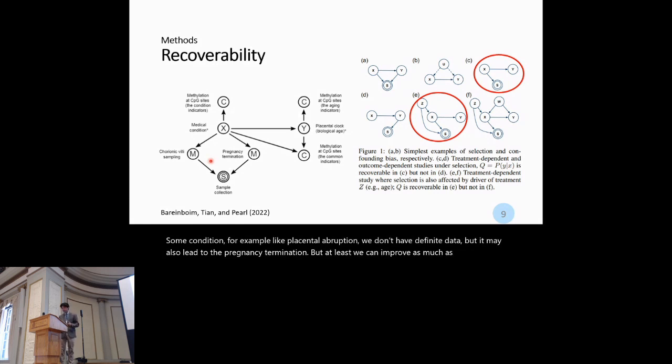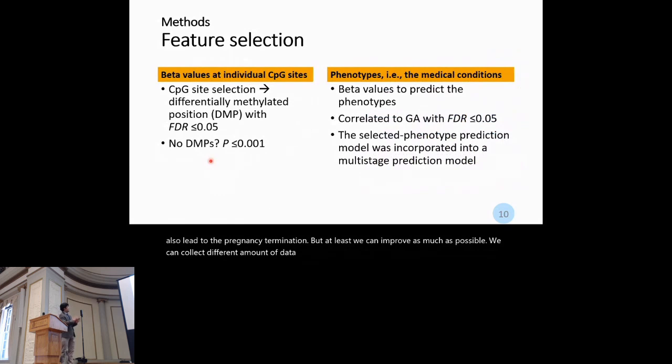We can collect the phenotype data. There are two kinds of features here. The first feature is the beta values of the CpGs, and the second feature is the phenotypes. And we again only use the standard pipeline for this. But I think the difference from the other participants is that we use the phenotype data. We simply use a correlation matrix to know which types of phenotypes are correlated with gestational age, and we only include those phenotypes in our model.